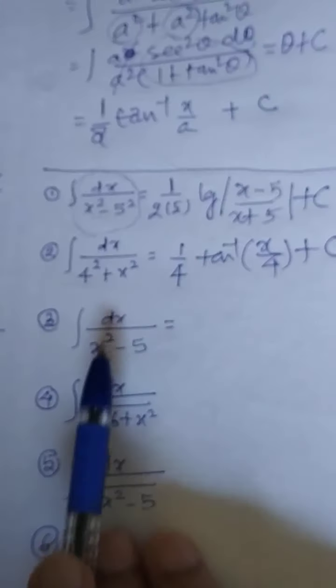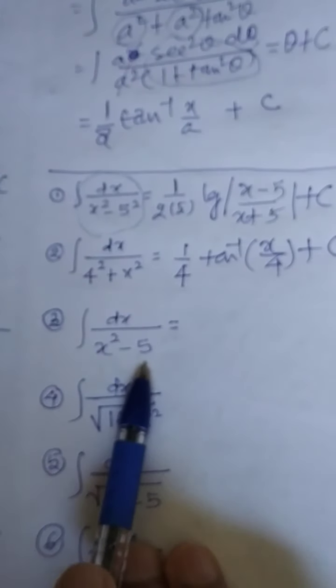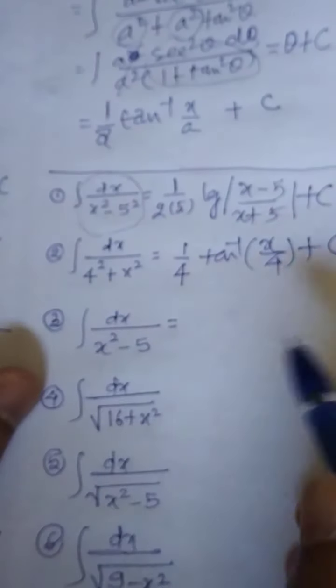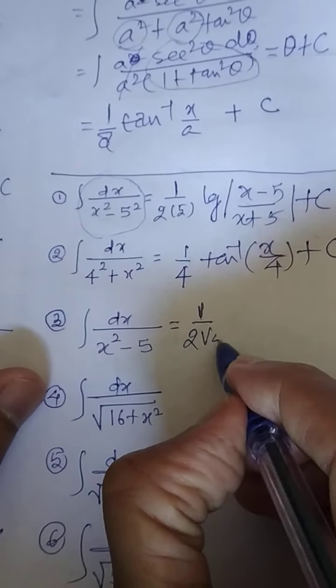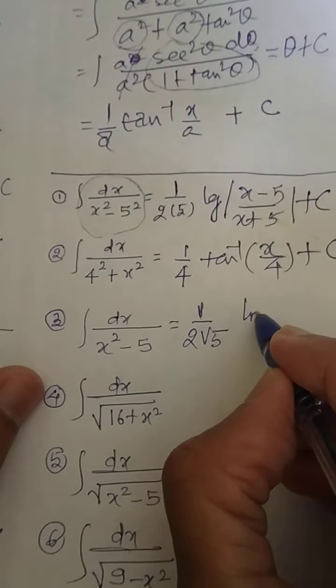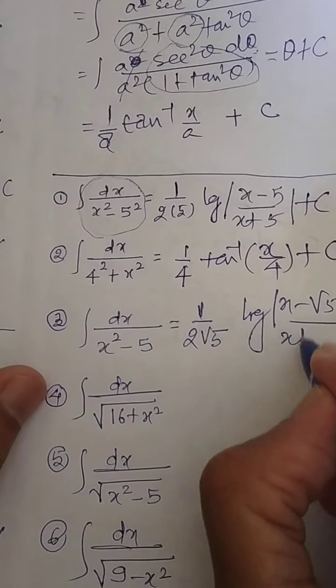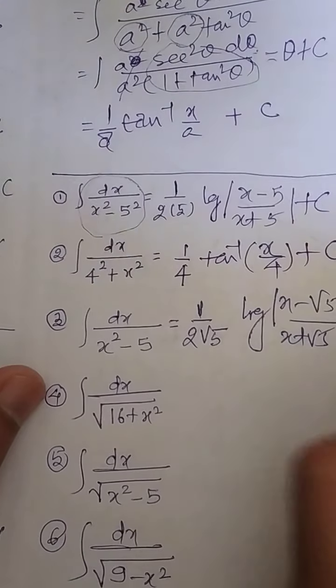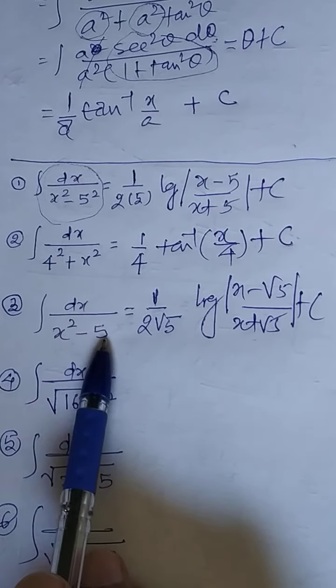Now third question. Dx upon x square minus a square. In your list also, which formula you can apply? Again the third formula in your list. A value root 5. 1 by 2 root 5 log of x minus root 5 upon x plus root 5. Are you getting why root 5 I am writing? Because this value should be square of something.